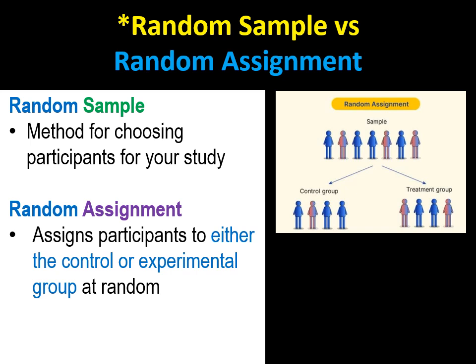So again, random sample is the method of how you choose the participants from the population. And then random assignment is how you assign them to either the control group or to the treatment or experimental group.